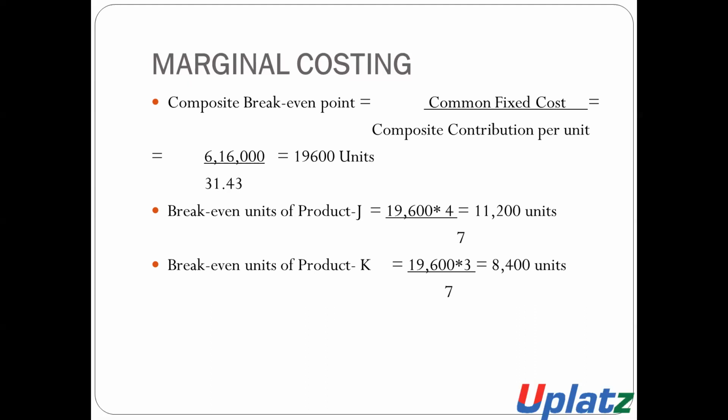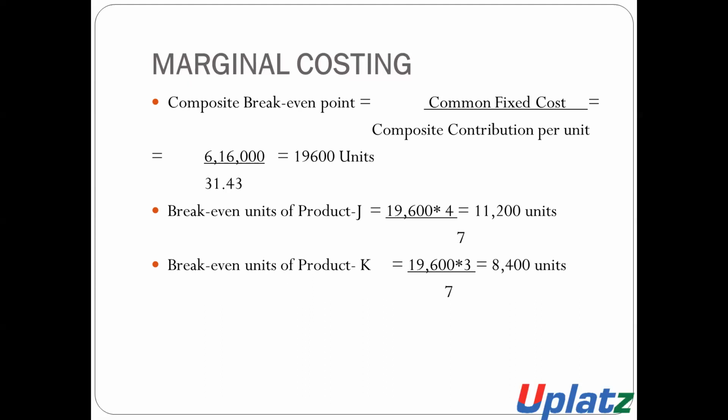What is the break-even point of product J? Now we will calculate it product-wise. The total is 19,600 into 4 divided by 7, based on the sales ratio. The break-even point of product J is 11,200 units. For product K, it will be 19,600 divided by 7 into 3.